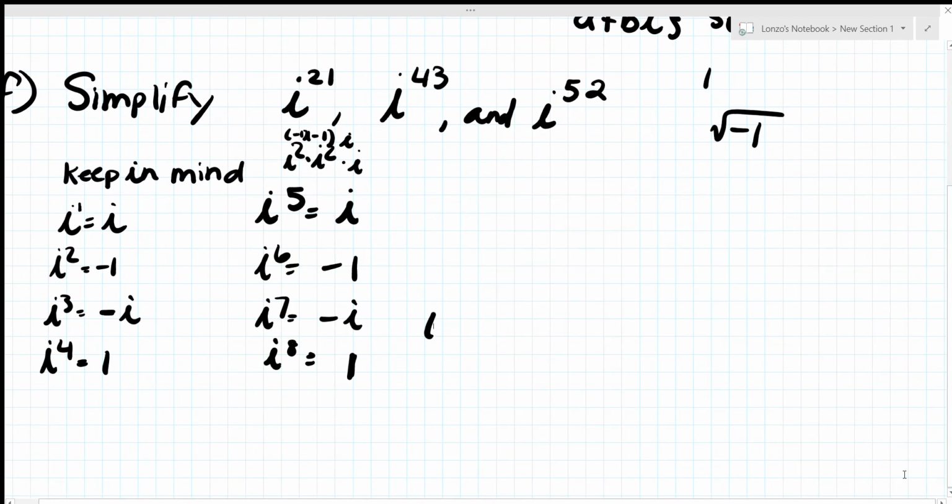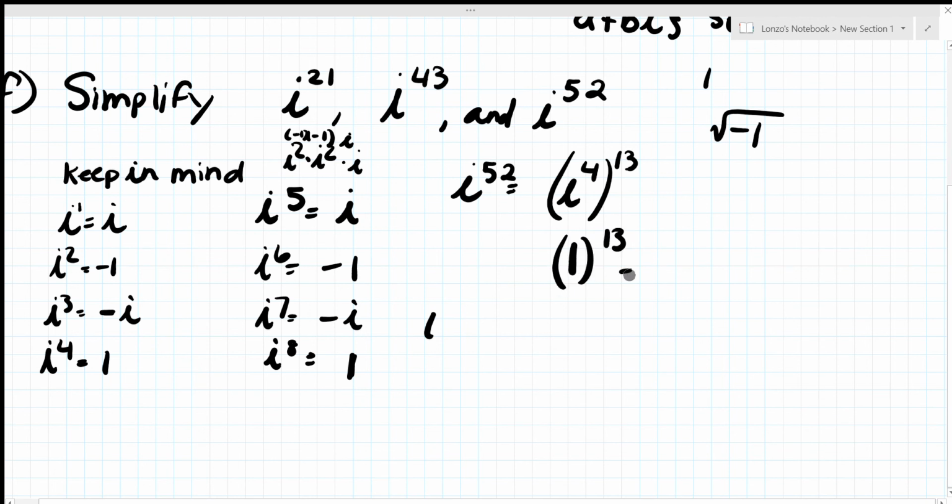Okay, so let's do the last one, i to the 52nd power. So how do I write i to the 52nd power? I can rewrite that as i to the 4th, raised to the 13th power, and that'll give us i to the 52nd. So i to the 4th, if we look at our chart, is positive 1. And then you just raise that to the 13th power, and we know that 1 to the 13th power is just positive 1. So that's your final answer for i to the 52nd power.